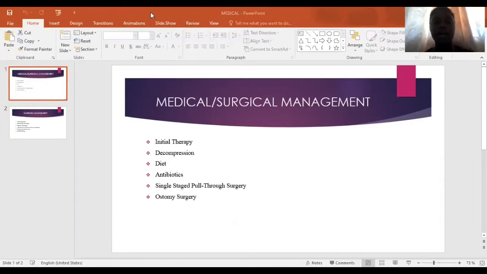Surgical management. The child would have either a single-stage pull-through surgery, which involves a part of the large intestine that is missing the nerve cells being removed and connected to the healthy part of the colon. Or the child could have an ostomy surgery, which includes the doctor creating a stoma in the abdominal wall to facilitate the movement of waste products.